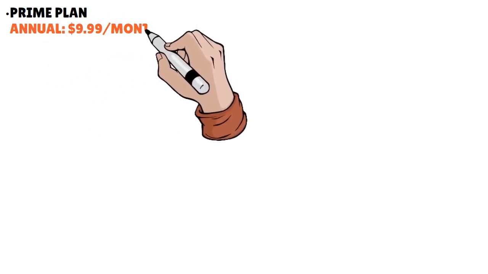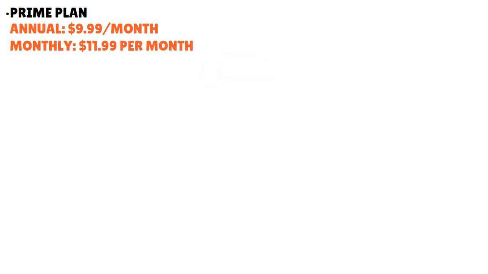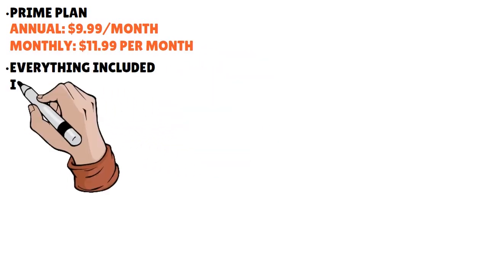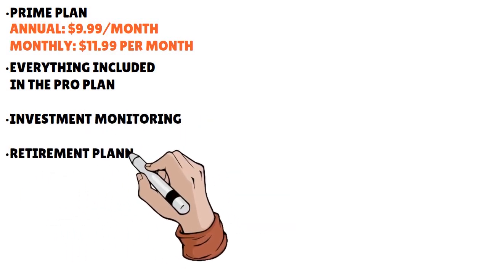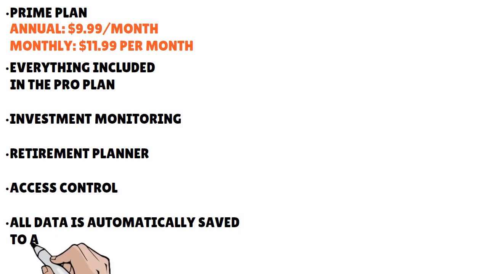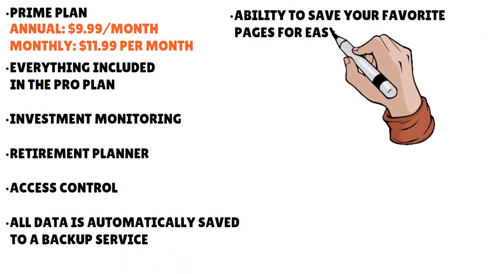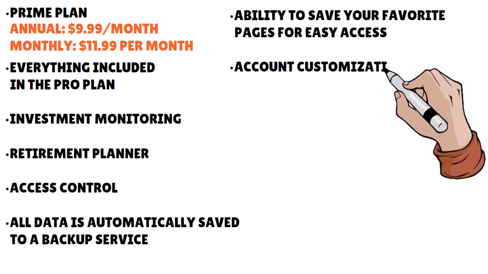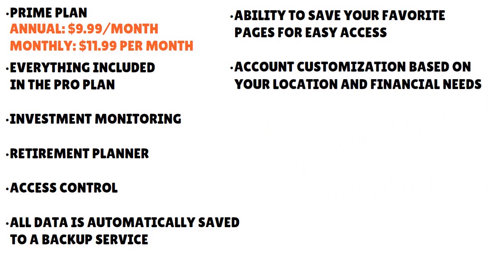The Prime plan, when billed annually, you will have to pay $9.99 per month, and when billed monthly, you have to pay $11.99 per month. So here you have everything included in the Pro plan: investment monitoring, retirement planner, access control. All data is automatically saved to a backup service. You have the ability to save your favorite pages for easy access, and you have account customization based on your location and financial needs. So that's really fantastic.